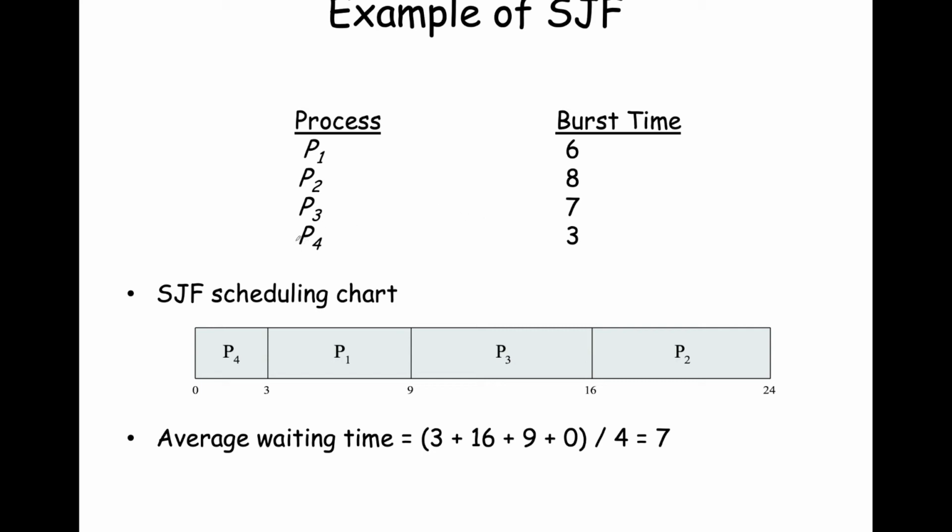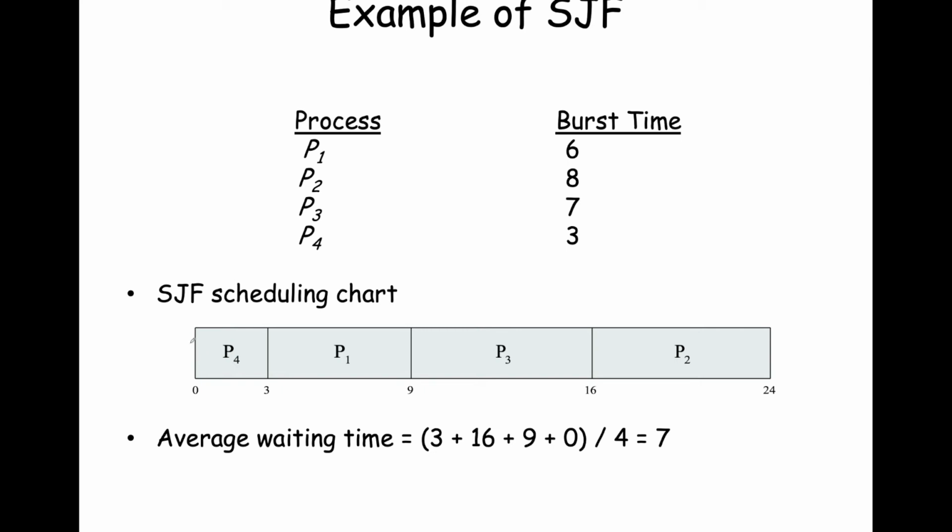Now, by shortest job first, the first process we're going to select is the one with the smallest burst time. That's a burst time of 3, and that's process P4. So we run process P4 for its burst time, and then it exits. The next one is going to be the burst time of 6, so that's process P1. Then process P3 for 7 milliseconds. And then lastly, process P2 for a burst time of 8 milliseconds.